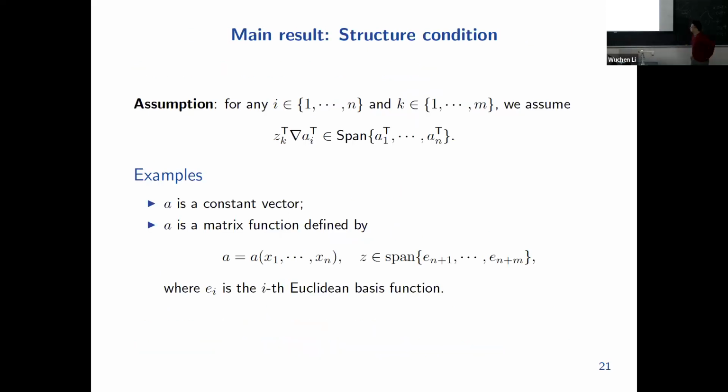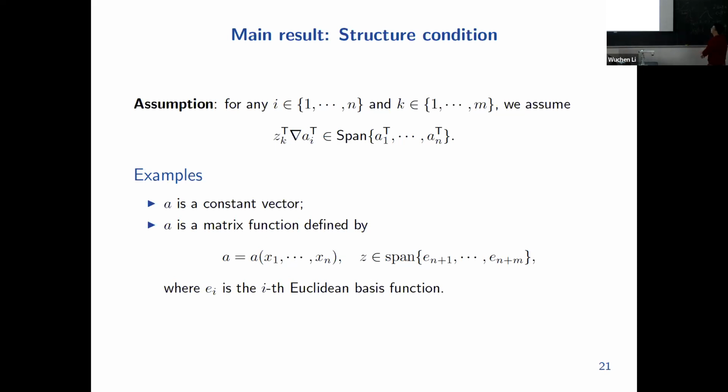So that's my main result. I will assume the following is correct. I will design some matrix Z such that Z transpose times the gradient of A lives in the span of A. Each A_i here is a row vector, and A_i transpose becomes a column. Z is some other vectors. Later I will define what Z transpose gradient A is.